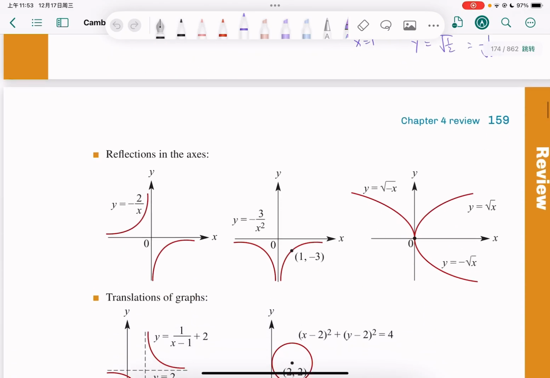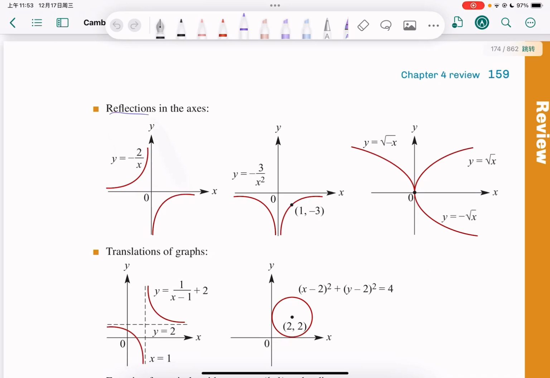Okay, let's talk about reflection. Reflection in the axis.